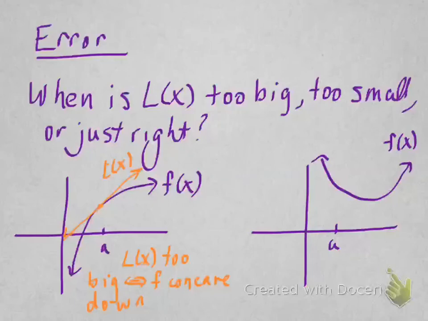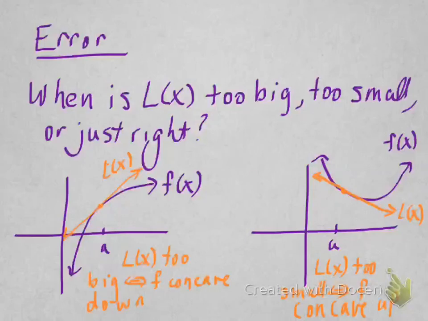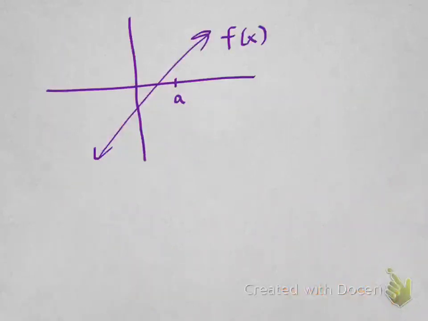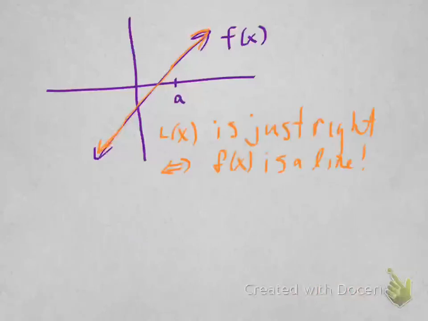Now here's the graph of a concave up function. And again, notice that for a concave up function, L of x lies completely below the graph of f of x. So L is too small if and only if f is concave up. And what if I have a graph of f of x that looks like this, a straight line? Well, then we know that the tangent line is exactly the line itself, so L of x is just right if and only if f of x is a line.